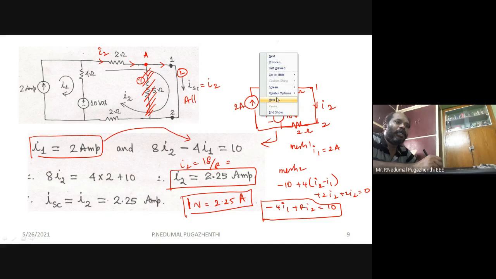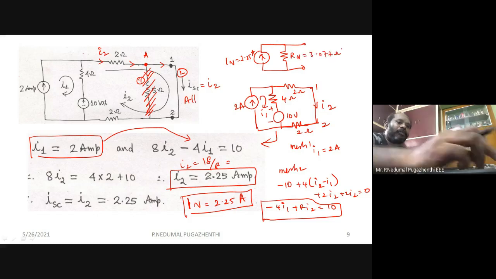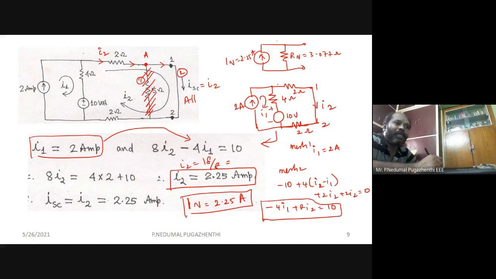So my equivalent is going to be a current source in parallel to a resistor, and the current source value is IN. IN is equal to 2.25 amperes, and Rn is equal to 3.077 ohms. That is what we have found in the previous slide, 3.077. So your problem ends here.